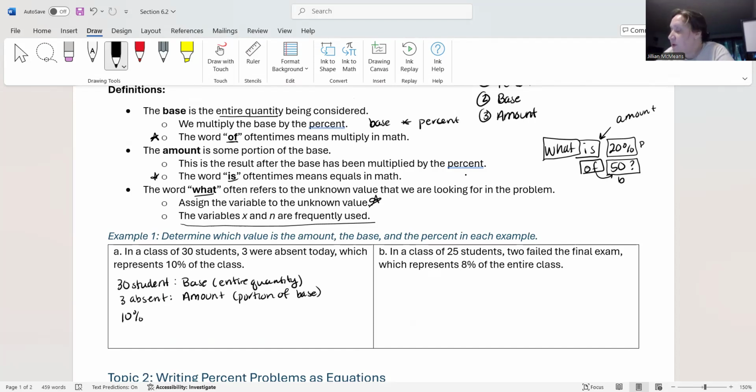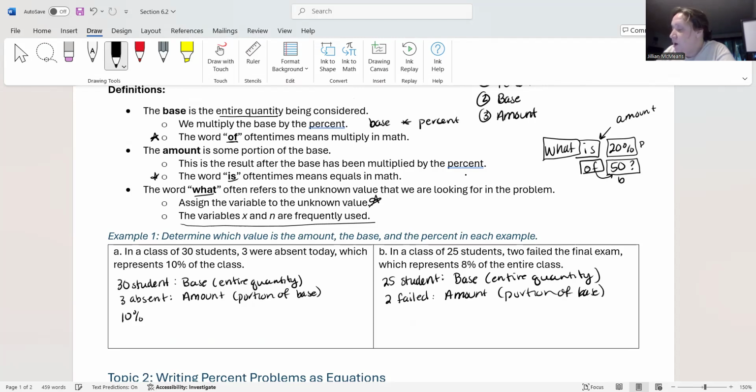Part B, in a class of 25 students, 2 failed the final exam, which represents 8% of the entire class. Well, we have 25 students, and so that ends up being our base. We're talking about a class of 25 students, the entire quantity being considered would be all 25 students. So this is the entire quantity, so definitely our base. Unfortunately, 2 of these kids failed the exam, so we have 2 failed. Well, that's some portion of the base, very specifically 8% of the base. So this is the amount. Again, it's some portion of the base.